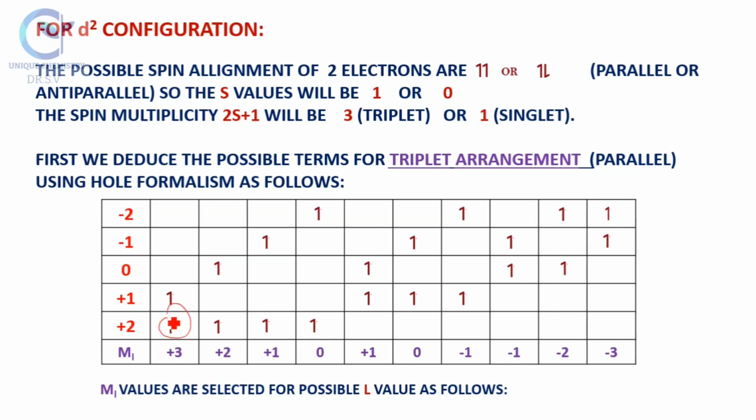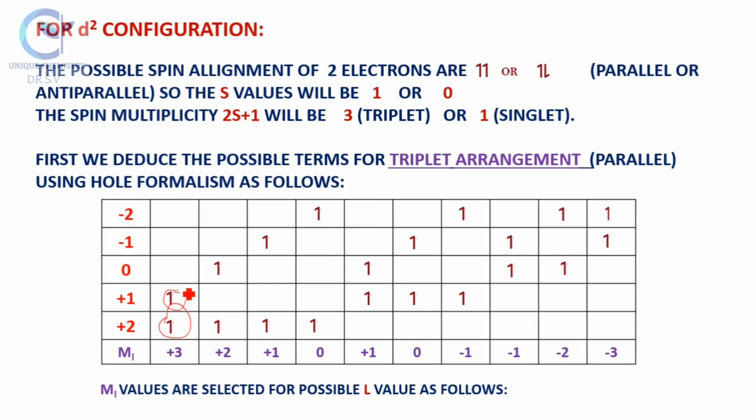So the first electron is placed in the first highest ML level. This is plus 2. The second electron goes above the first electron in the same column. This is the second electron. The second electron goes in the same row above the first electron, the same column.